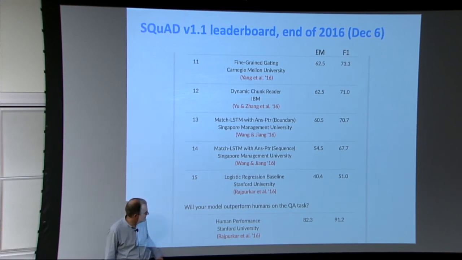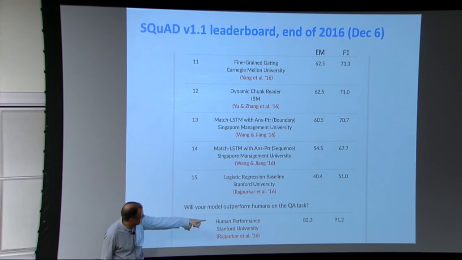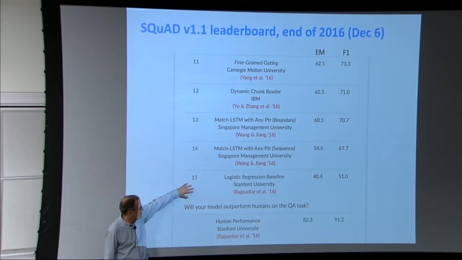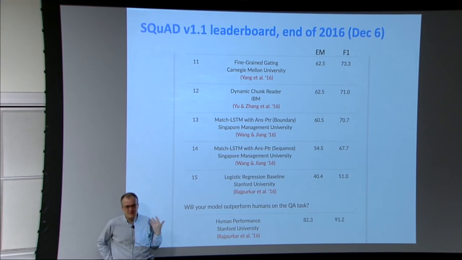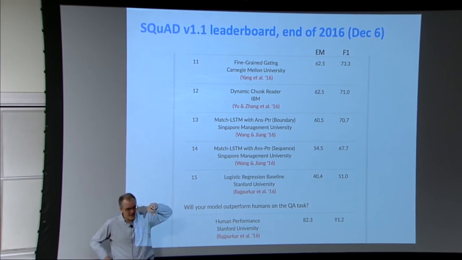And so the human performance that they measured had an F1 score of 91.2. And I'll come back to that again in a minute. When they built the data set, they built a logistic regression baseline, which was a conventional NLP system. They dependency parsed the question and sentences of the answer. They looked for dependency link matches, so a word at both ends with a dependency relation in between, and counted matches of those as pointing to a likely answer.